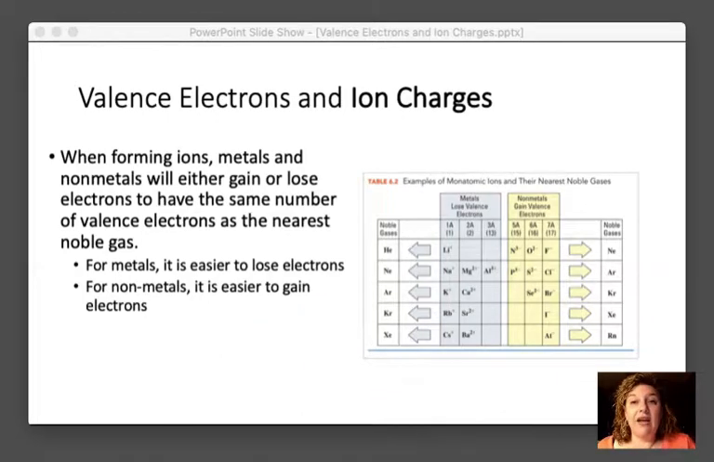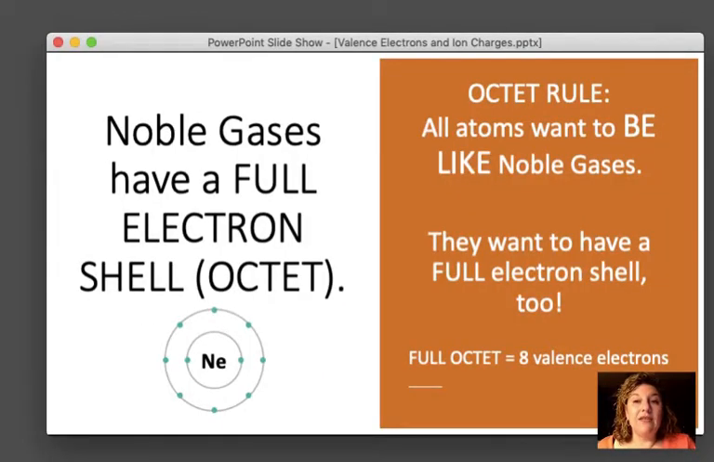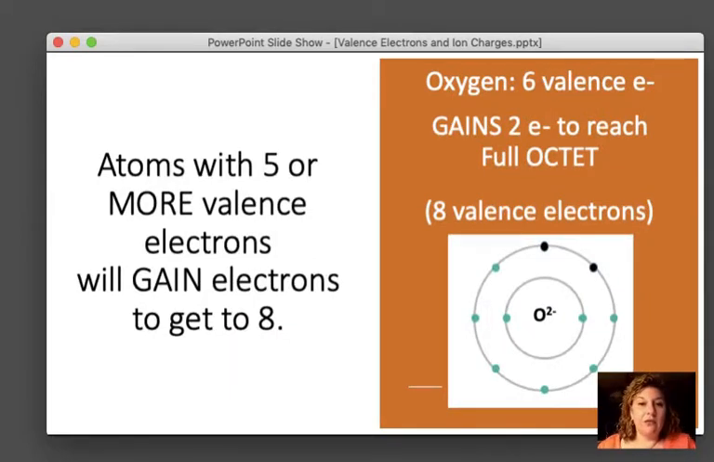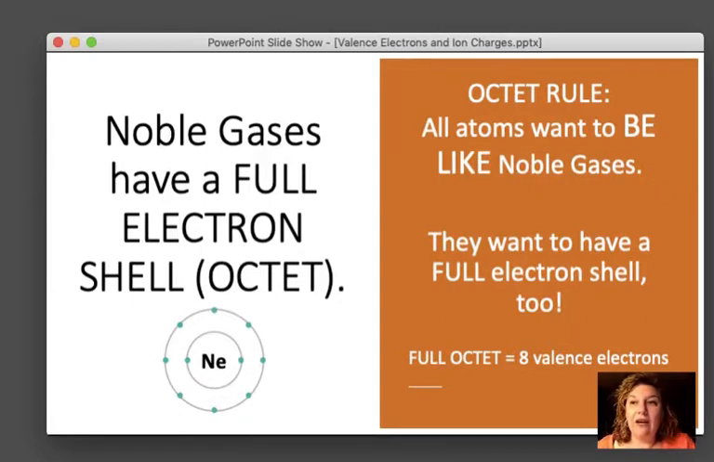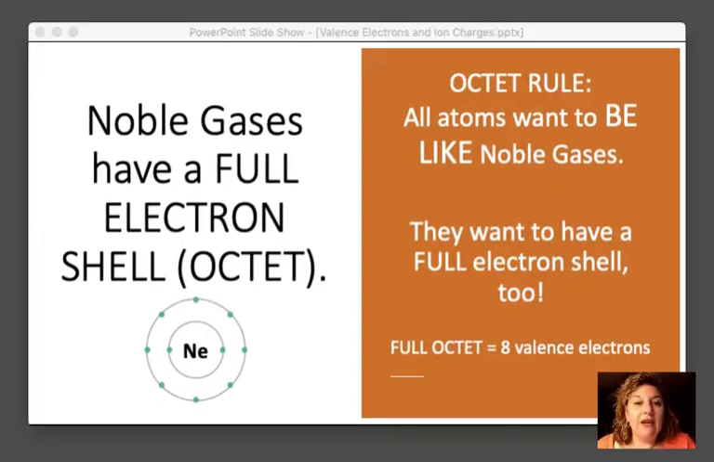Now, again, all atoms want to be like noble gases. This is neon. Neon has 10 electrons, so there's 2 in there. Let me write in red. We have 2, and then we have 8 on the outside, so it's a full outer shell. Full shell. That's called a full octet, and it's an octet because it has 8.